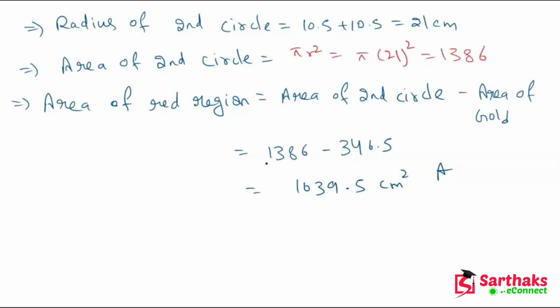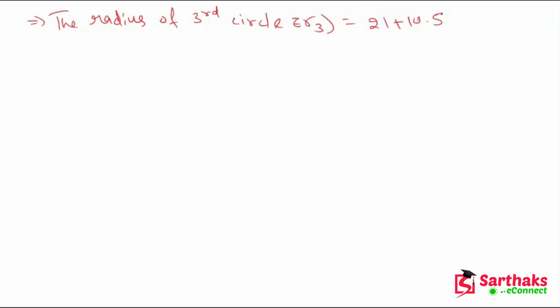Now similarly, the radius of the third circle, named R3, equals 21 plus 10.5 centimeter, because the previous circle has radius 21 and we have to add 10.5. So this will give 31.5 centimeter.